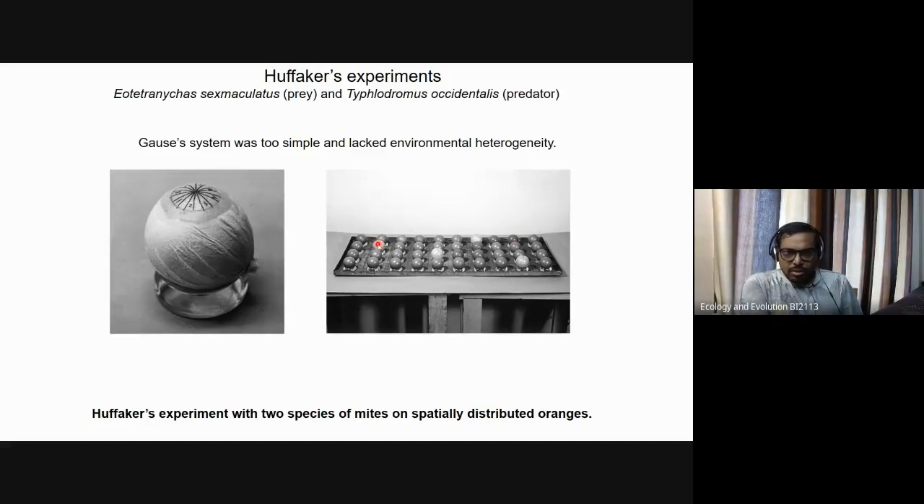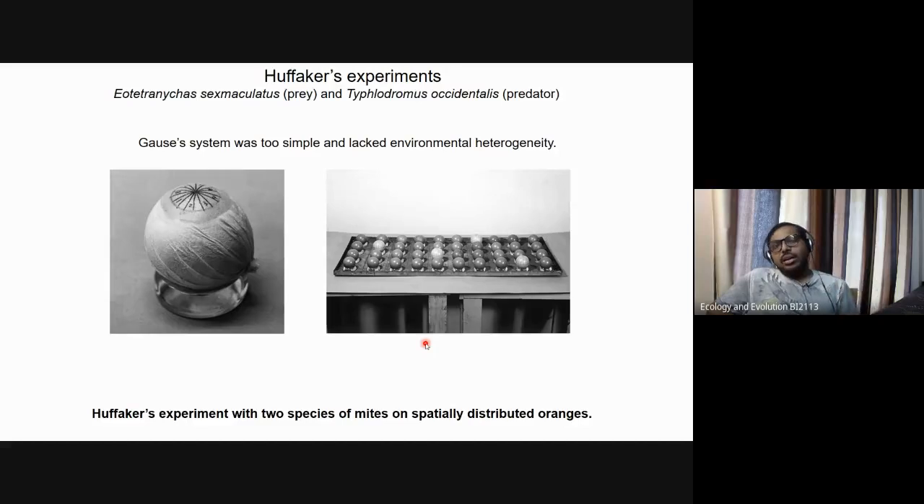Here, can you see 1, 2, 3, 4? These 4 light colored things are actually the oranges. So these are the surfaces where the mites can live. Everything else are plastic balls. So the mites can go to the oranges, but they cannot sustain themselves on the plastic.